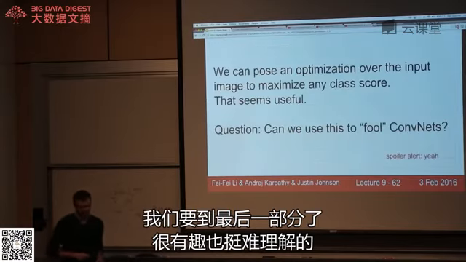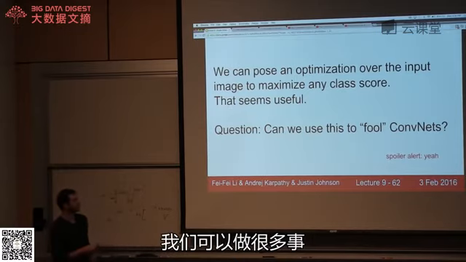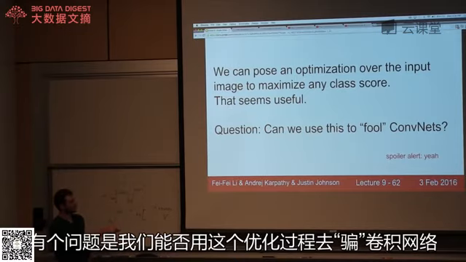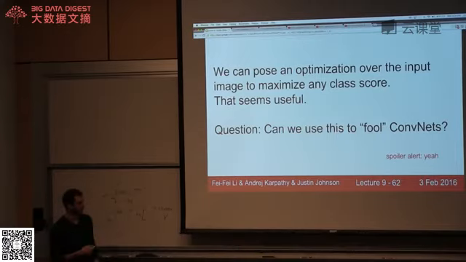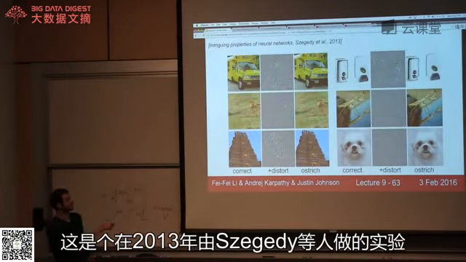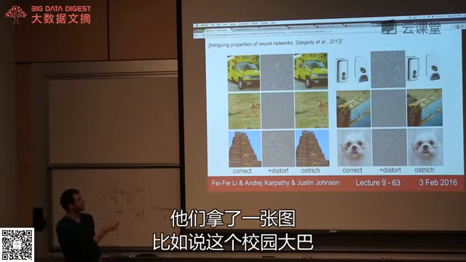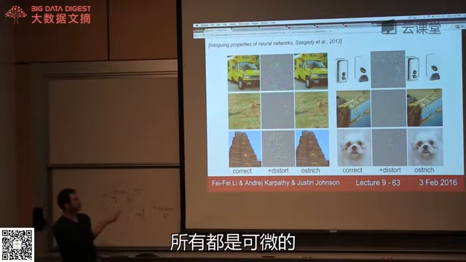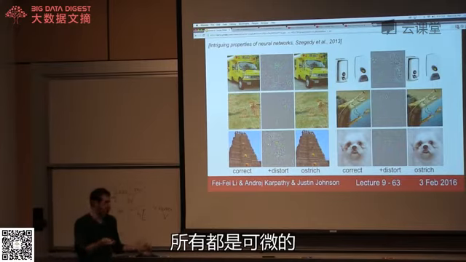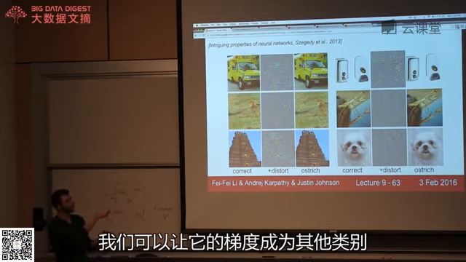Okay, so we'll get into the last part here, which is also very interesting and kind of confusing. We saw all these optimizations over the image. We can do lots of arbitrary stuff. So one question you might have is, can we use this optimization process to fool ConvNets? Spoiler alert, we can, and I mean it in the following way. These are experiments from 2013 by Christian Szegedy et al. They took an image, say of this school bus, and everything is differentiable. So we can ask for the gradient on that image for the ostrich class.